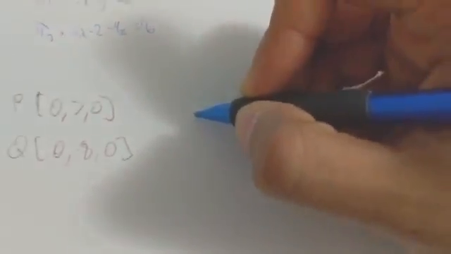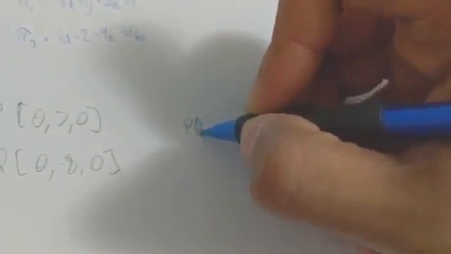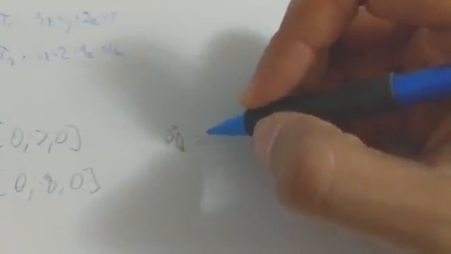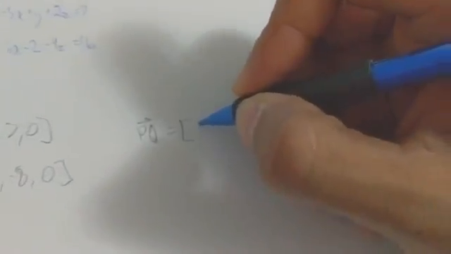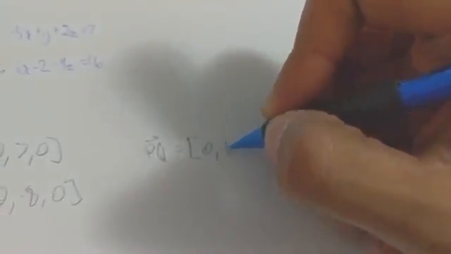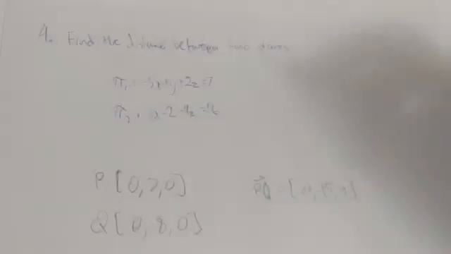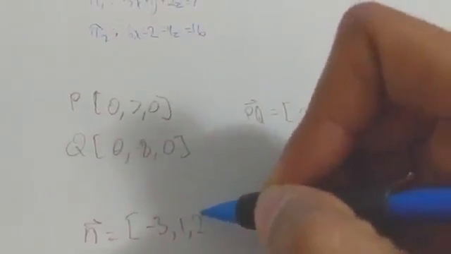And with this, we are able to find vector PQ, which is (0, -15, 0). In order to determine the normal vector, we look at this equation, and so the normal vector becomes (-3, 1, 2).